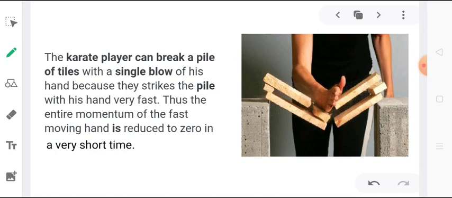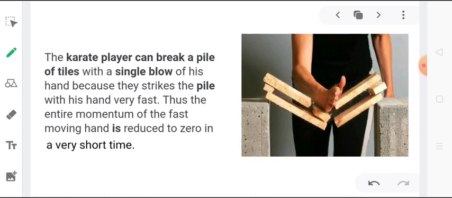Now, you might have all seen that a karate player can break some tiles in a single blow. So, a question arises, how can a karate player break a pile of tiles with a single blow of his hand? Obviously, there is a lot of practice, there is a lot of precision, but what is the reason behind it? What technique is actually working? How is a single blow of his hand good enough to break so many tiles?